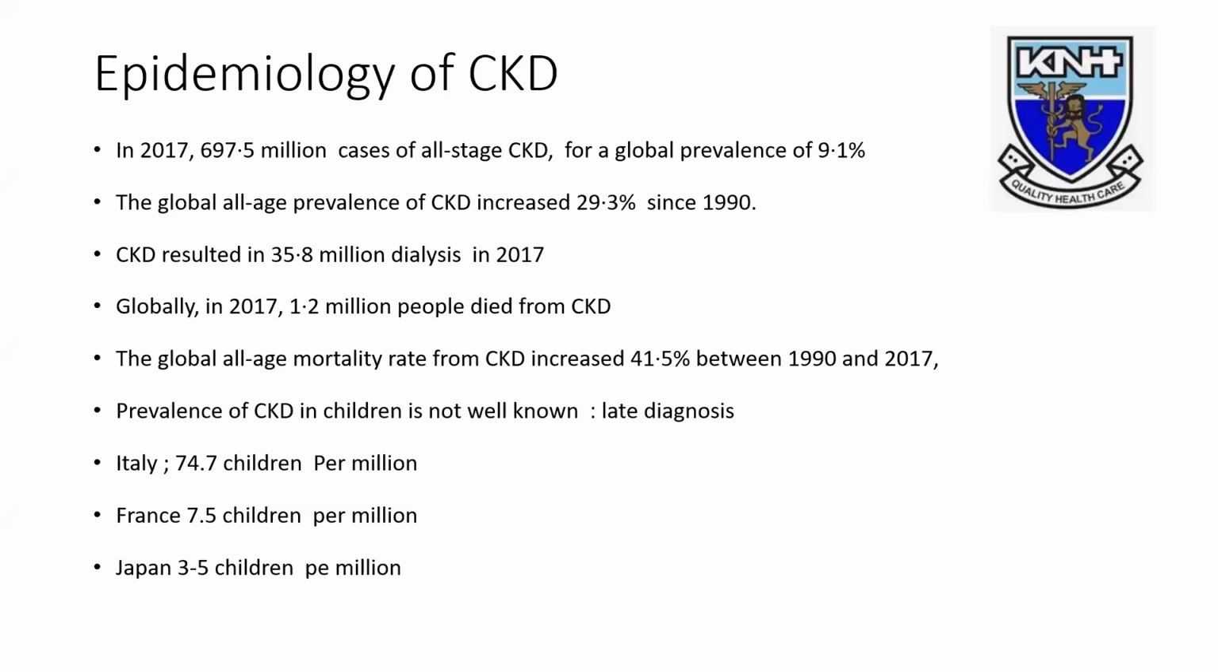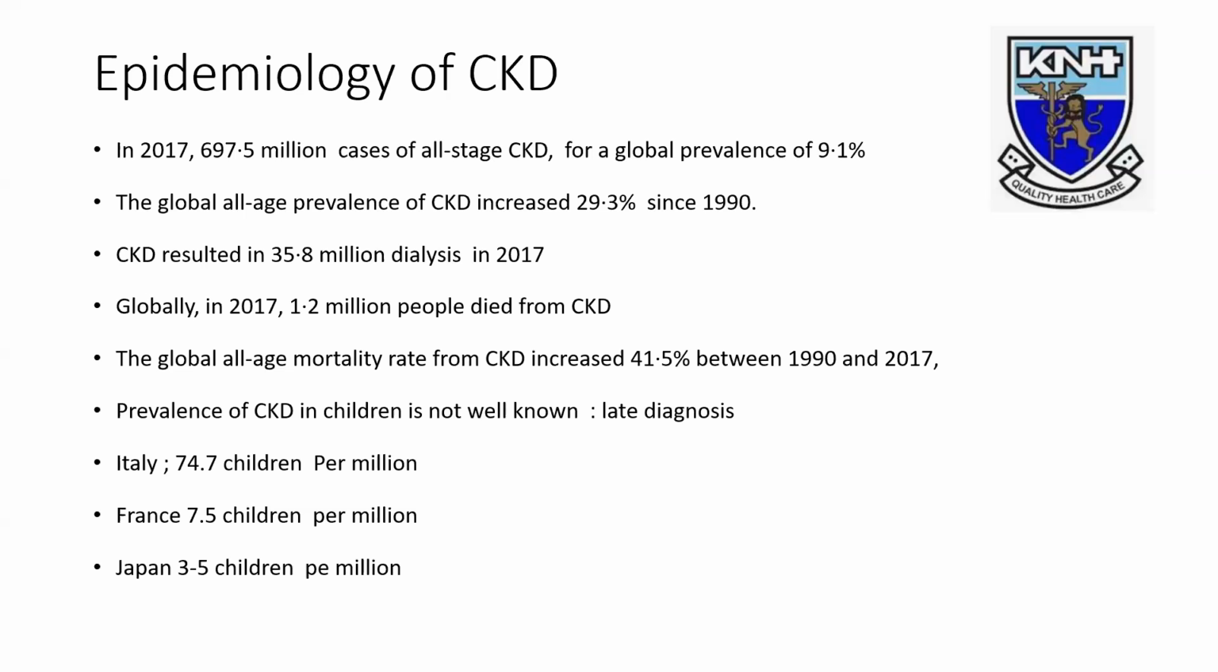The global all-age prevalence of chronic kidney disease has increased by 29.3% since 1990. So you can see the burden of chronic kidney disease, especially alongside all other non-communicable diseases. Chronic kidney disease resulted in 35.8 million deaths in 2017, and in the same year 1.2 million people died because of chronic kidney disease. The most common cause of death in CKD is cardiovascular abnormality, especially left ventricular hypertrophy, dilated and hypertensive cardiomyopathy, and of course atherosclerosis. The global all-age mortality rate from CKD increased by 41.5% between 1990 and 2017. You can see the impact of chronic kidney disease on our societies.